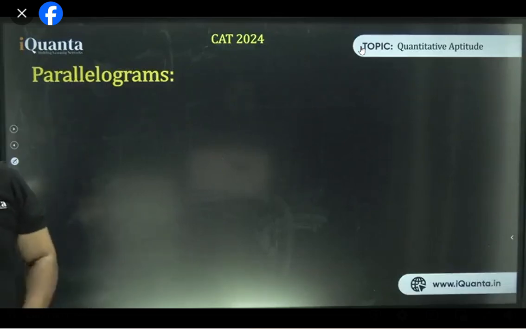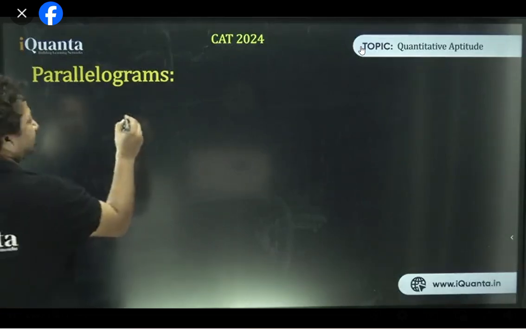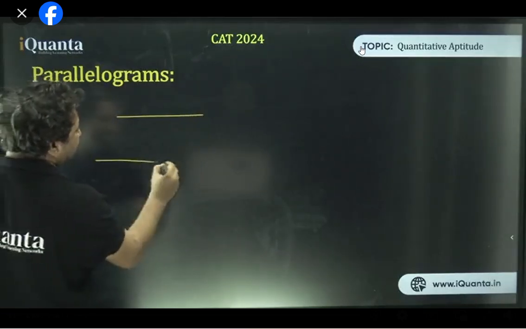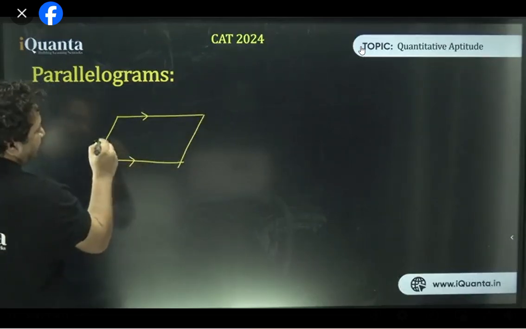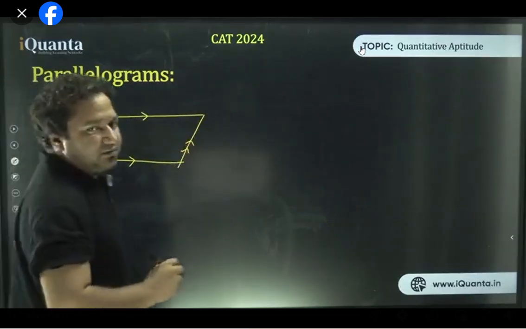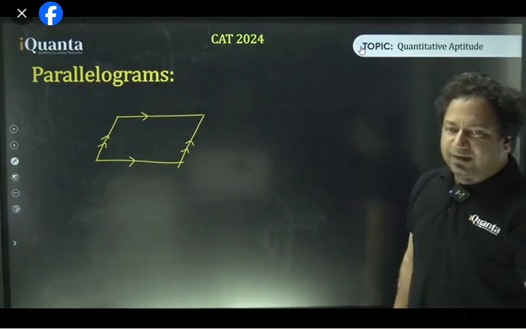First one is parallelogram. Parallelogram. So whenever we have opposite sides parallel to each other, parallel as well as equal, they are known as parallelogram. All right. This is a parallelogram.